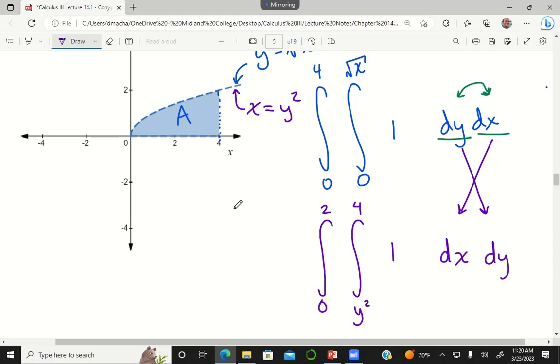In this one, I'm saying, okay, my x value can go between 0 and 4. My y value can be between 0 and the square root of x. But in this one, I'm saying, okay, let my y value be anywhere between 0 and 2. But then my x value is going to be somewhere between y squared and 4. So it's a different perspective, but it's talking about exactly the same area.